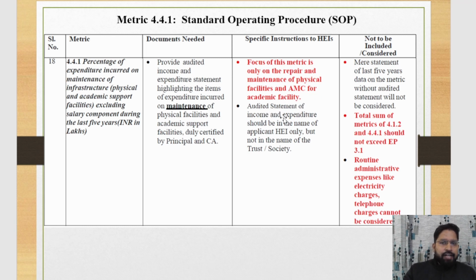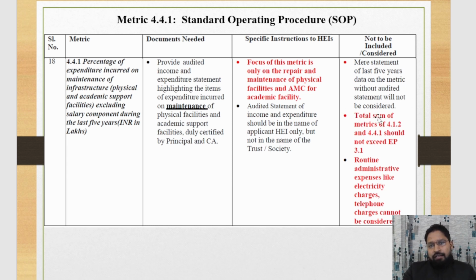The audited statement of income and expenditure should be in the name of the higher education institute. If it is in the name of the trust or society, then it cannot be considered. A mere statement of last 5 years data without an audit statement will not be considered. If you provide 5 years data in the SSR, then an audit report is necessary as a supporting document, and the audit report should be signed by the principal and the CA.